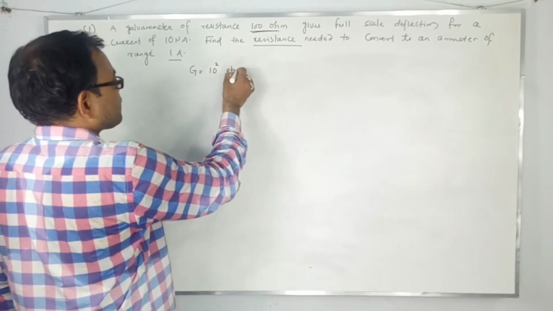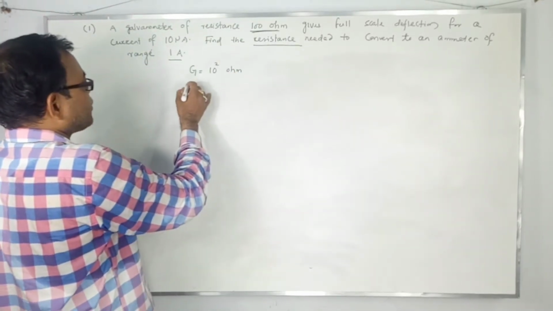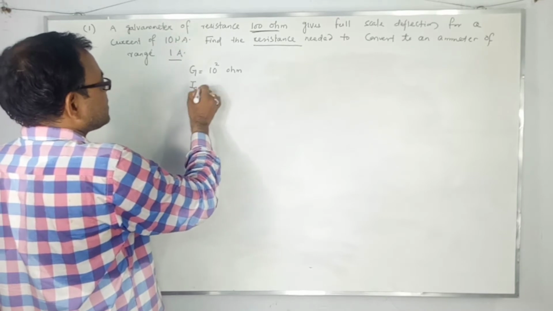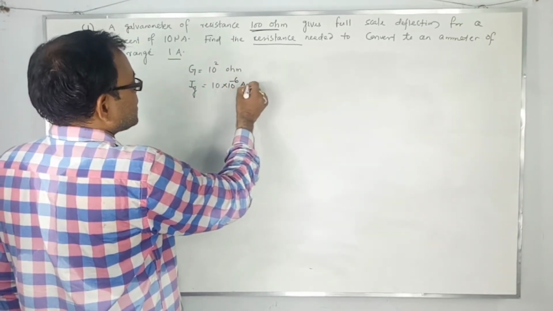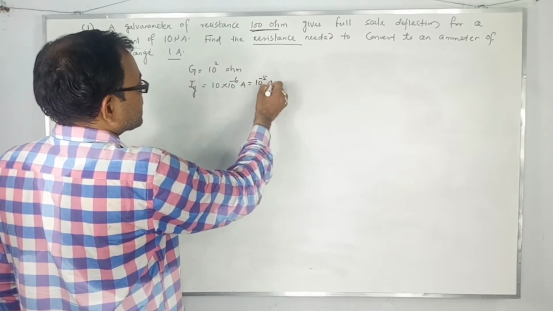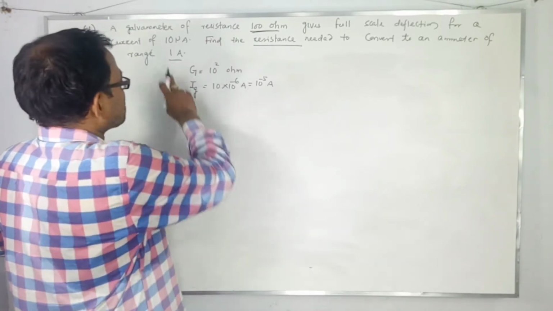At first, we will take it in the form of 10 square. Then it gives the full scale deflection for a current of 10 μA. It is given Ig, which is 10 μA, that is 10 into 10 to the power minus 6 ampere, which is equal to 10 to the power minus 5 ampere. Find the resistance needed to convert it to an ammeter of range 1 ampere.